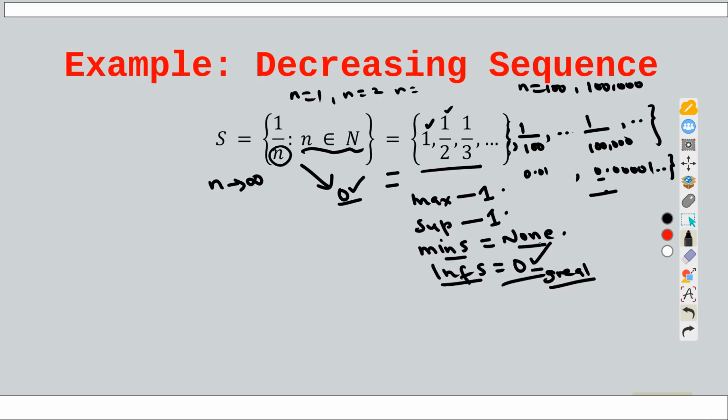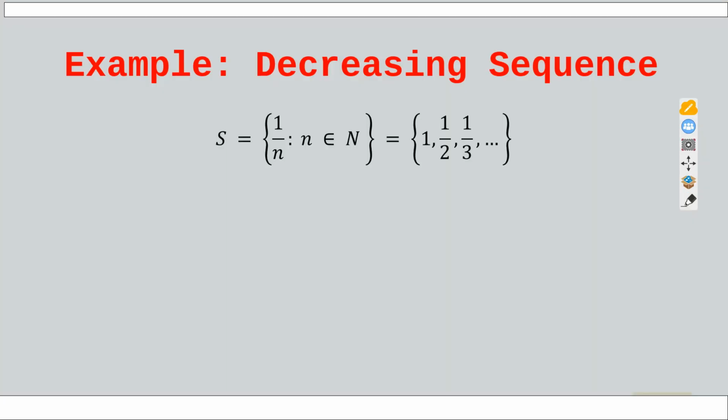The minimum will not be there because we cannot have a 0 here. Though the numbers will be tending to 0, 0 cannot be an element in this set. So for that case, that is what we shall get. Okay, so that is for a decreasing sequence.